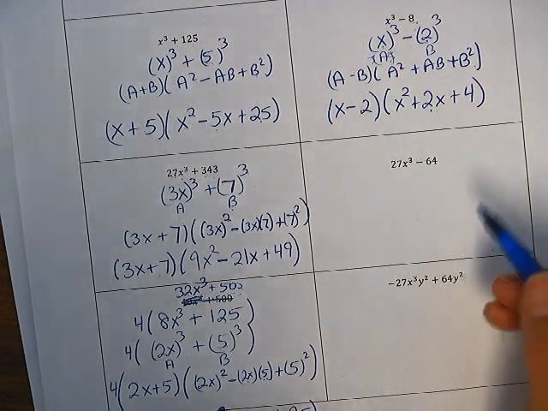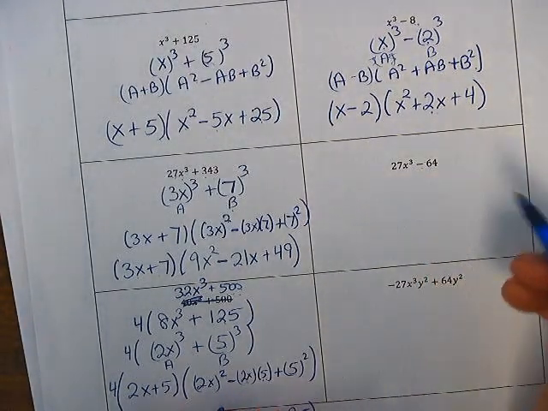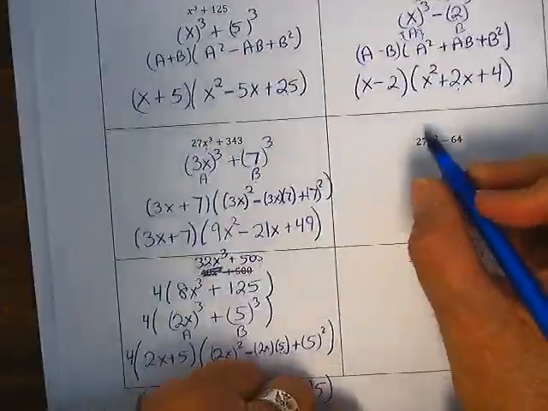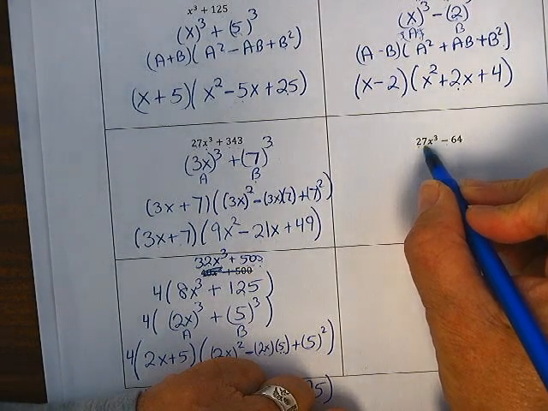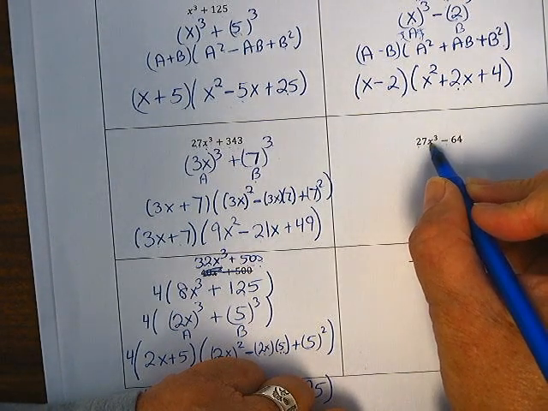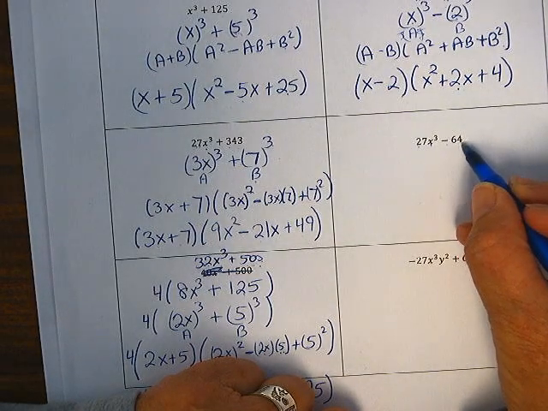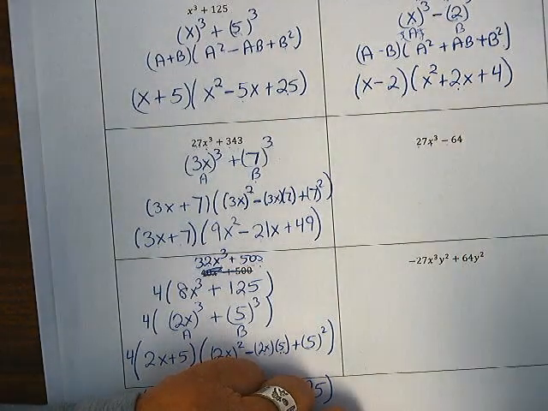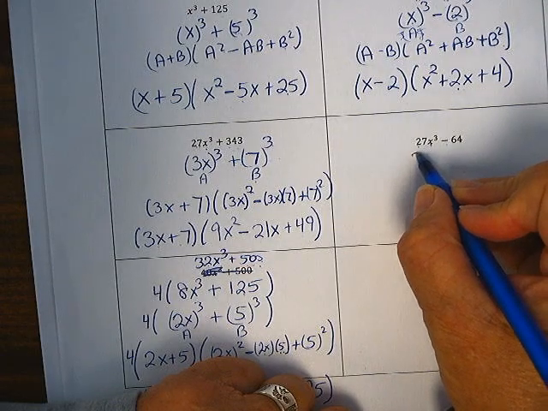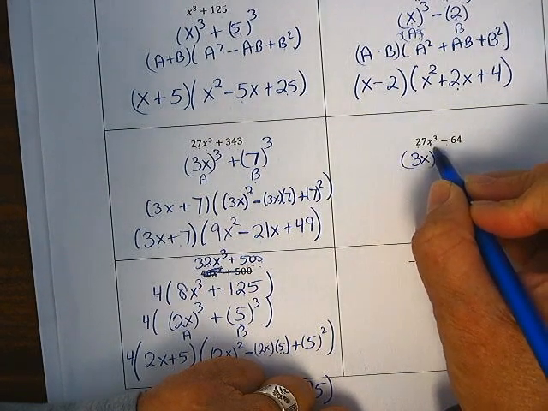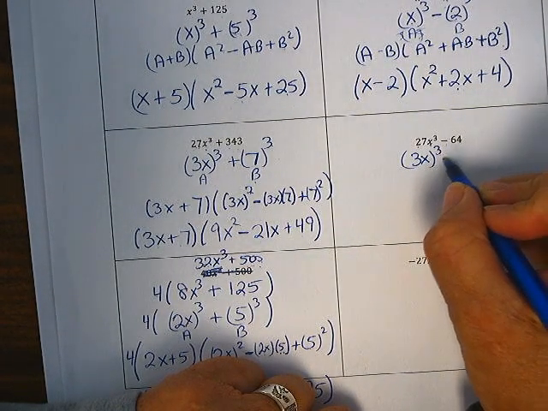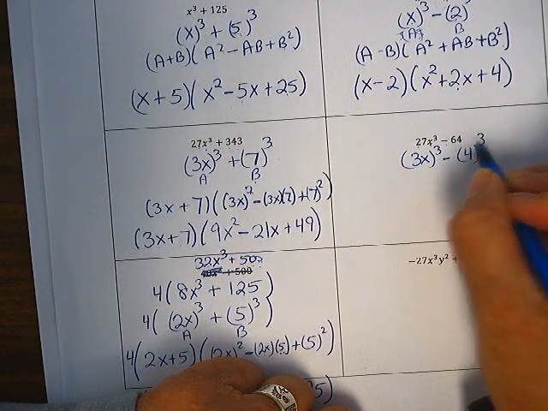Okay, let's do another practice. This one, notice that we're subtracting here. So let's take a look. 27 we know is a cube. X cubed is x cubed. And is 64 a perfect cube? Yes, that's 4 cubed. So we could rewrite this as 3x cubed minus 4 cubed.